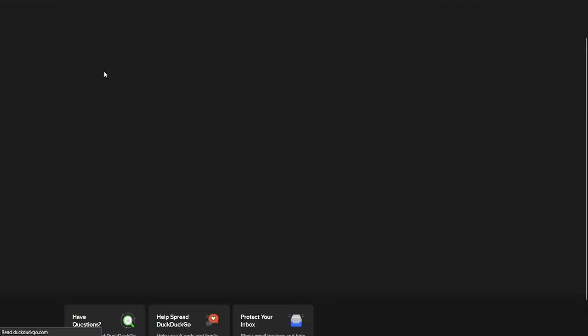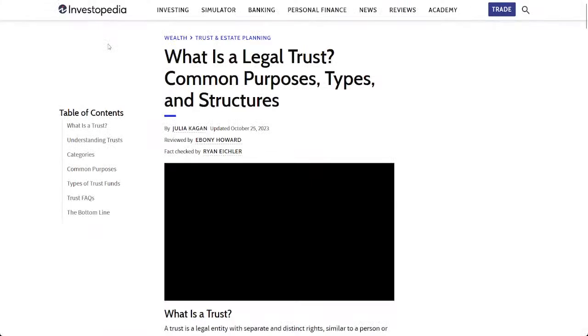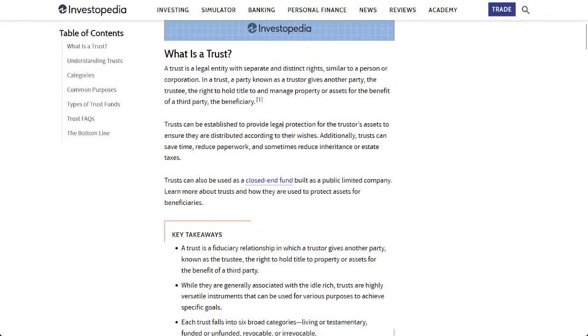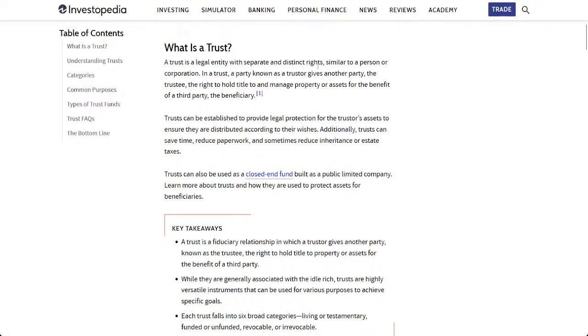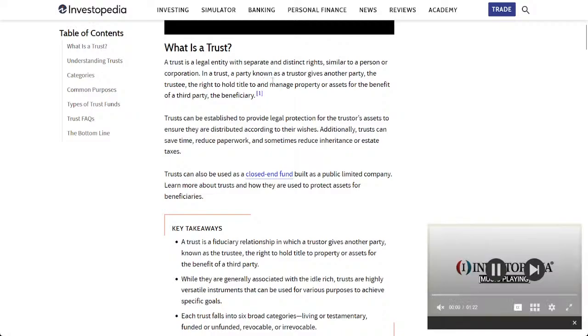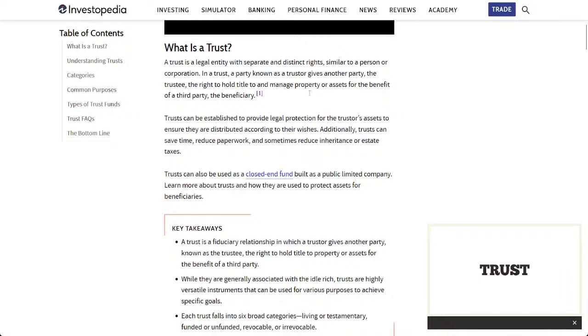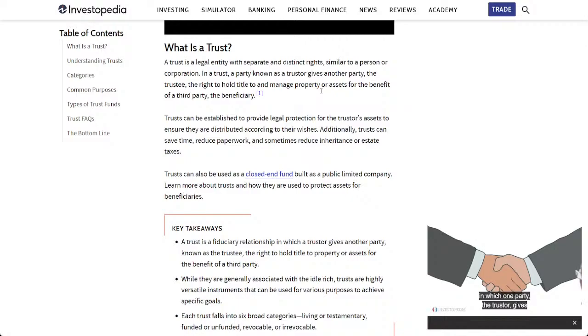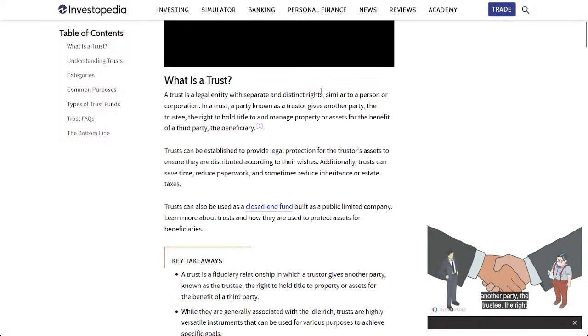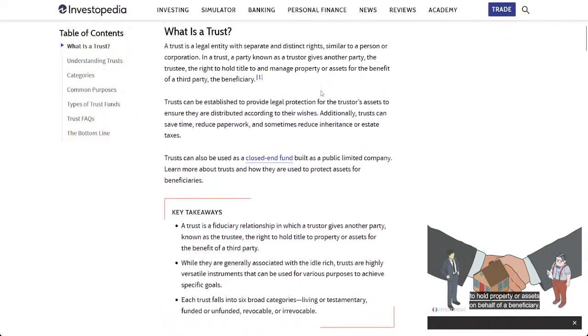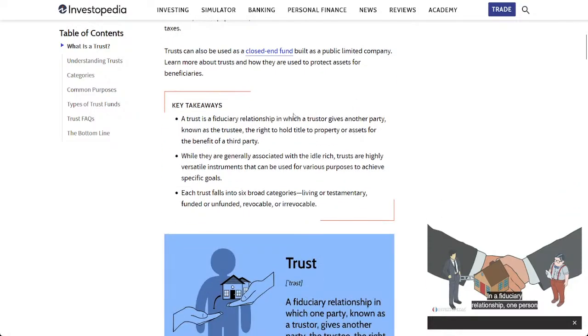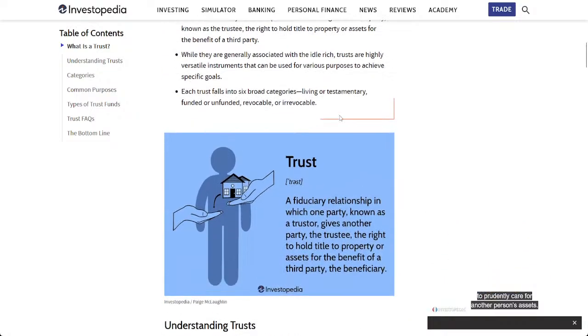Let's back up a little bit. I want to go to Investopedia. Let's check this out. So what is a trust? A trust is a legal entity with separate and distinct rights, similar to a person or a corporation. In a trust, a party known as a trustor gives property to another, the trustee, the right to hold the title and to manage a property or asset for the benefit of a third party. Trusts can be established to provide legal protection. It's a fiduciary relationship, so remember that. Remember that's a fiduciary relationship.